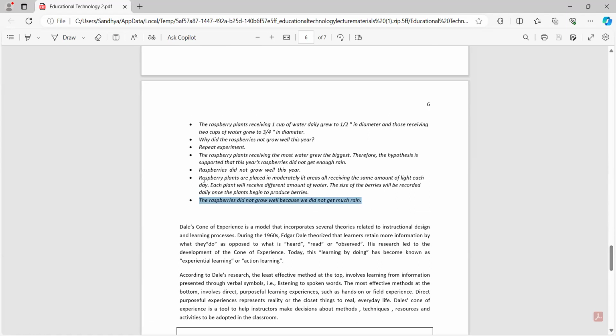Raspberry plants are placed in moderately lit areas, all receiving the same amount of light each day. Each plant will receive a different amount of water. The size of the berries will be recorded daily once the plants begin to produce berries.